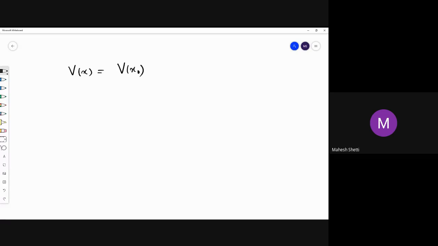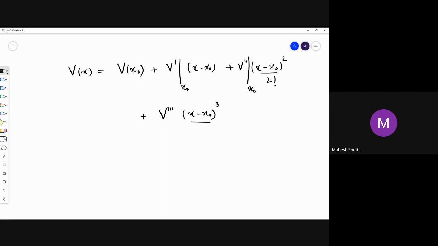I can write this as V calculated at x0 plus V dash into (x minus x0) plus V double dash (x minus x0) square upon 2 factorial. And all this V dash is calculated at x0. V double dash, that is the second derivative, is calculated at x0. And then the third derivative, again calculated at x0, and so on, right? This is what we do.